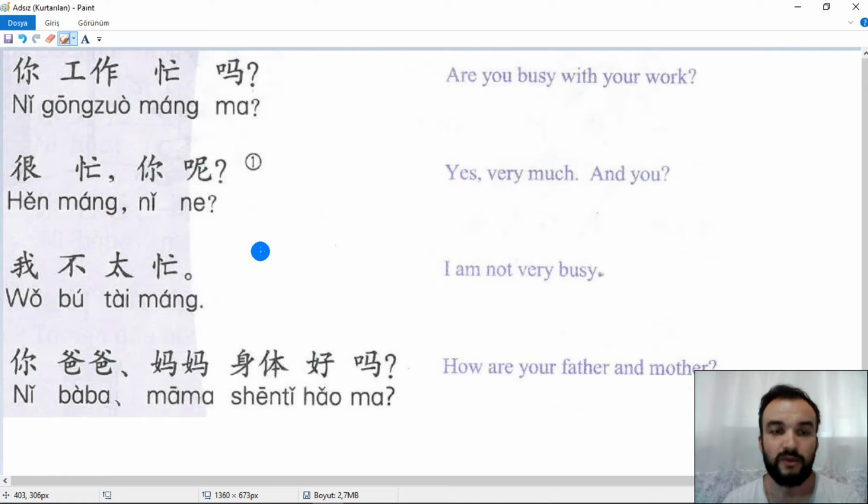And today we passed unit 3 and chapter 3, and we learn new words and new sentences. First, I will tell what their meanings are. For example, here, 你工作忙吗? 工作 means work, job. You can say it like that. 忙 is busy. So 你工作忙吗? It means, are you busy with your work?